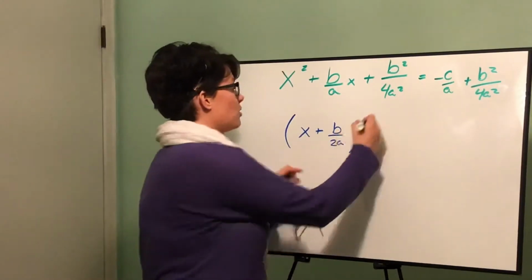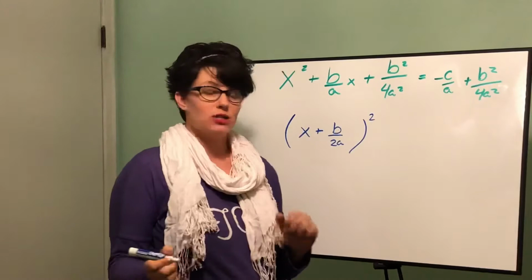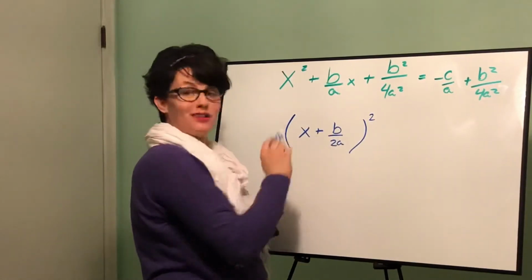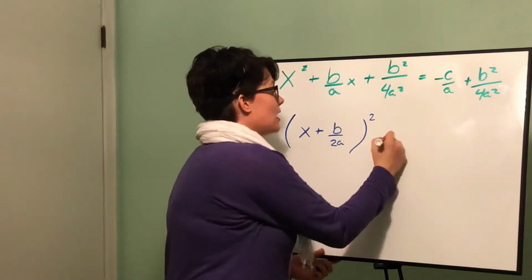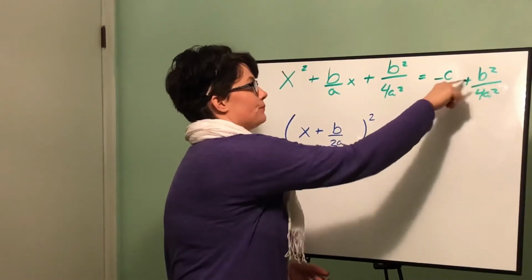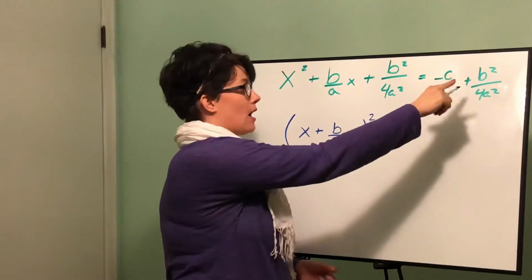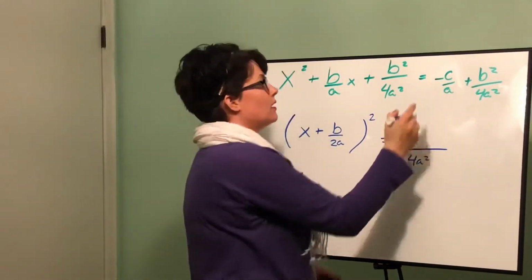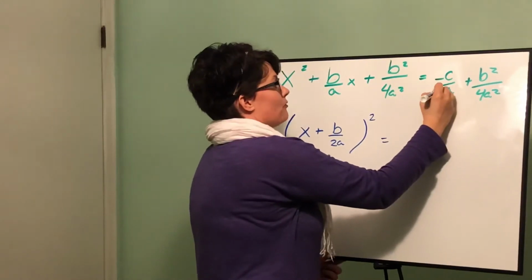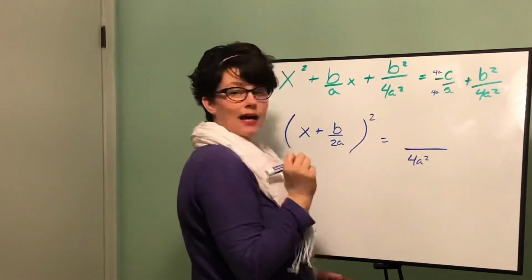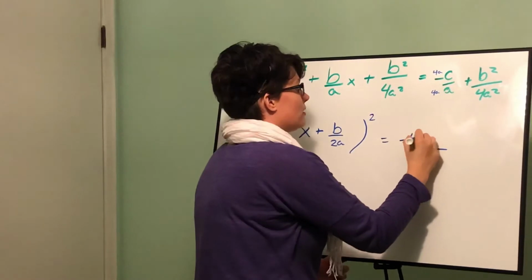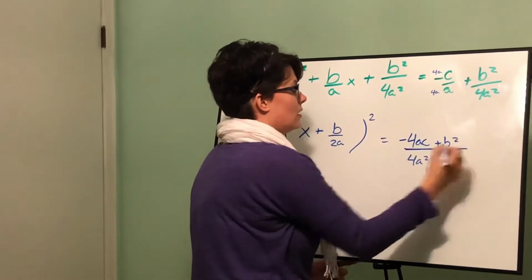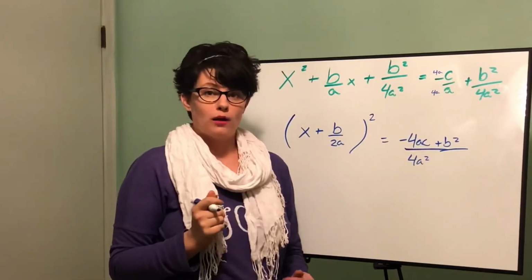And how do I know? So squared, because there's two of those factors. How do I know it's b over 2a? Because it's just the middle term divided in half. Equals, and then we need to combine these two terms and get a common denominator. So your common denominator would be 4a squared. This needs to be multiplied by 4a to get that common denominator. So you'd have negative 4ac plus b squared all over 4a squared.